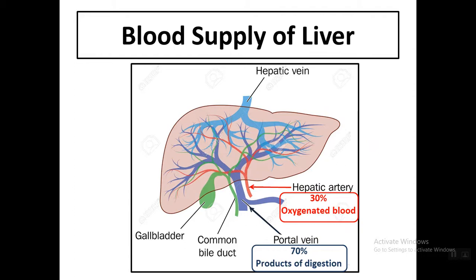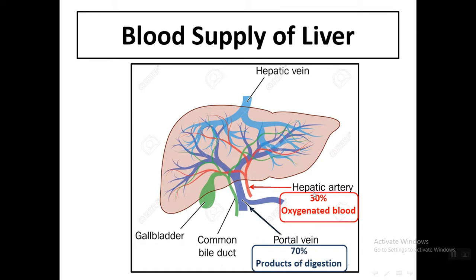Blood supply of the liver. Blood supply of the liver is an important subject. Why? Because the liver has a rich blood supply. It has two sources of blood supply. One, for the oxygenated blood, is from the hepatic artery, about 30%. Another source of blood is from the portal vein, which is about 70%.